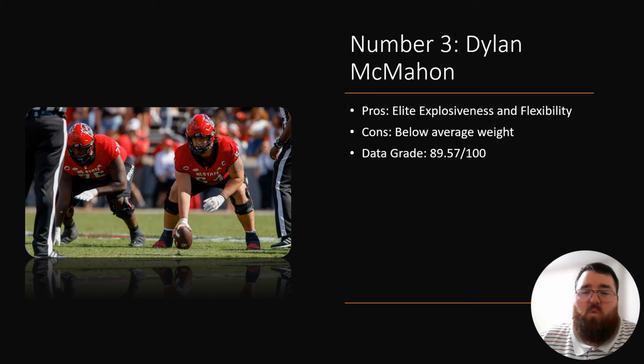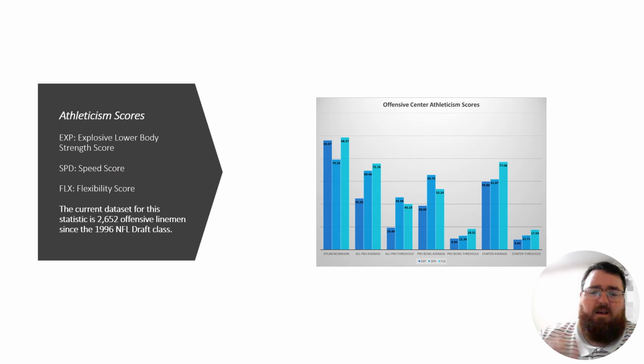Cons, below average weight. Data grade 89.57 out of 100. A very impressive overall profile for Dylan McMahon. Taking a look at his athleticism traits, 90 percentile in terms of explosiveness, 90 percentile in terms of flexibility for his size, and then above average speed.